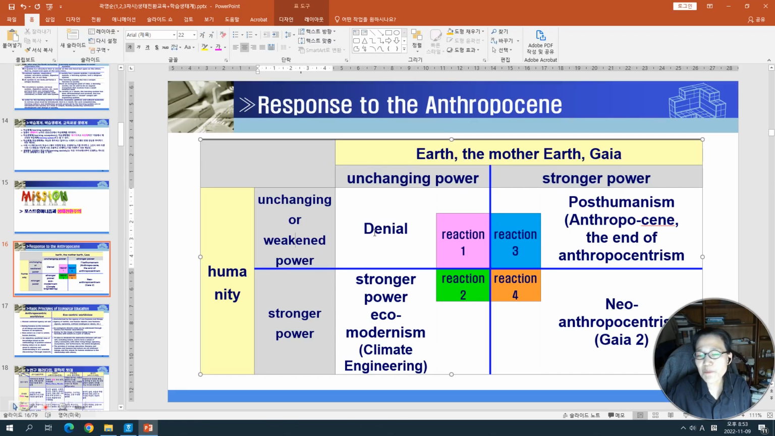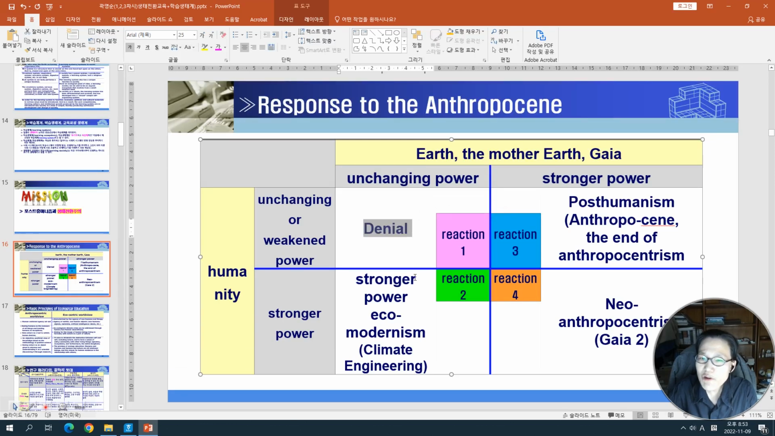So the first reaction is a denial. There will not be any change in the near future. Okay, we will be okay. We will manage it, and we will overcome the climate crisis, etc. So Earth and human beings, we are balancing our power, and there will be nothing happening. Okay, that's reaction one.